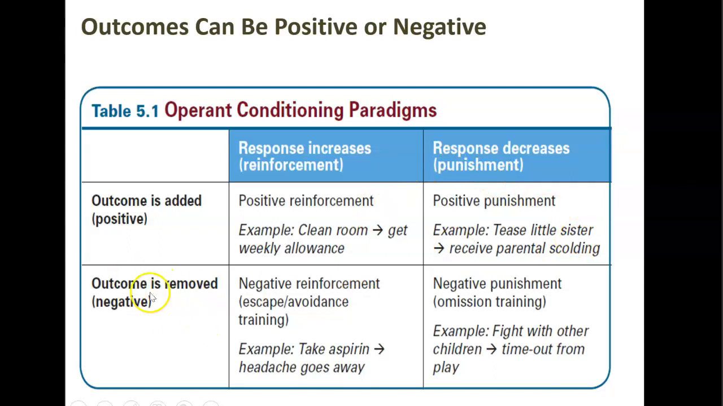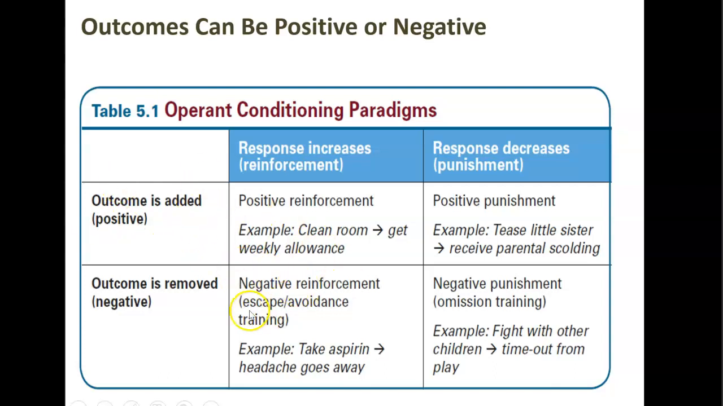We can then also remove an outcome. We can have negative reinforcement where we remove an outcome. For example, if we take aspirin, our headache will be removed or will go away. So our aspirin taking behavior increases. It's being reinforced. Why? Not because we're getting high or getting something good from the aspirin, but because we're taking away some pain. Negative punishment, same thing. We're punishing here not by giving you something bad, but by taking away something that you like. For example, time out is negative punishment.